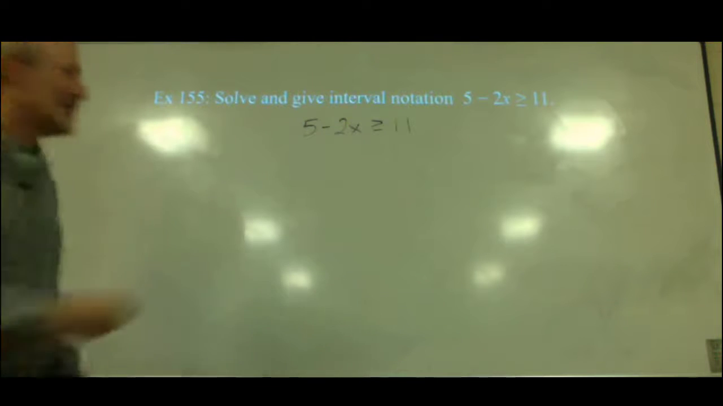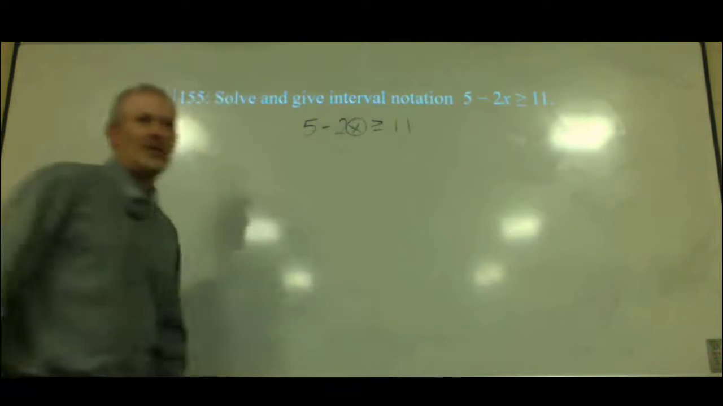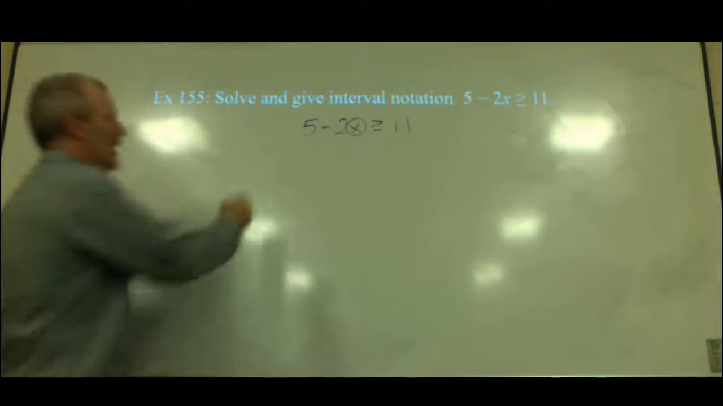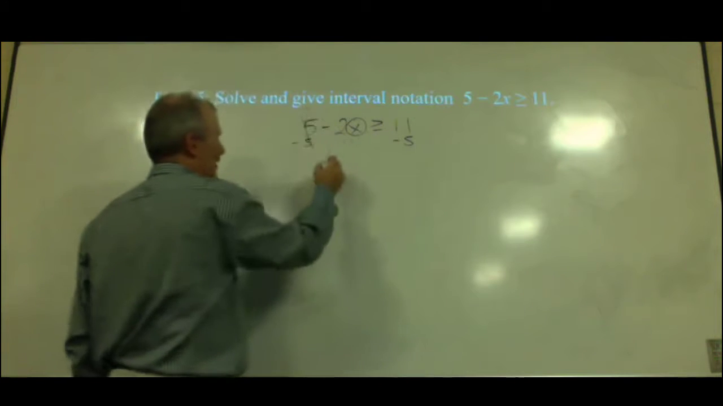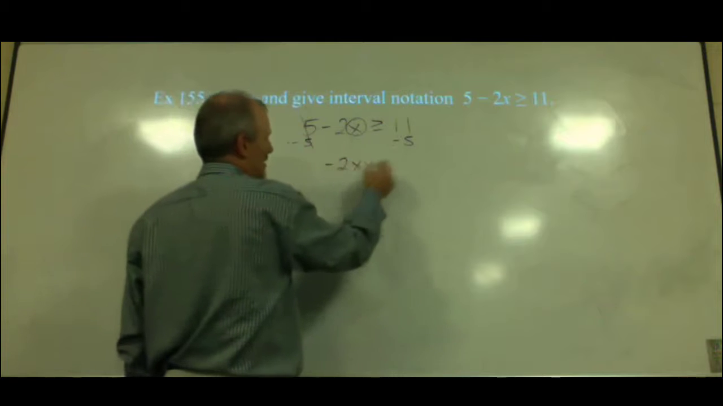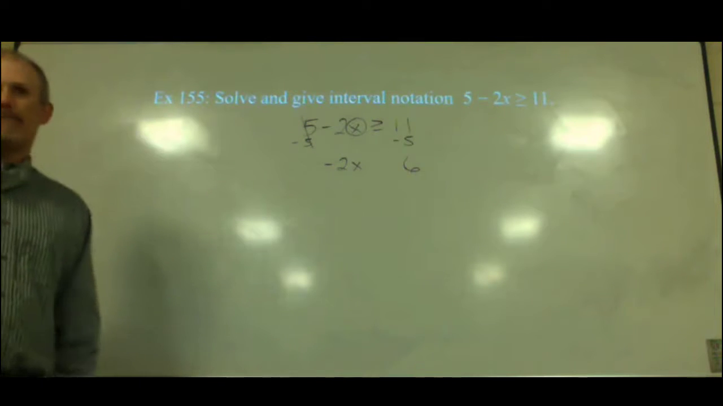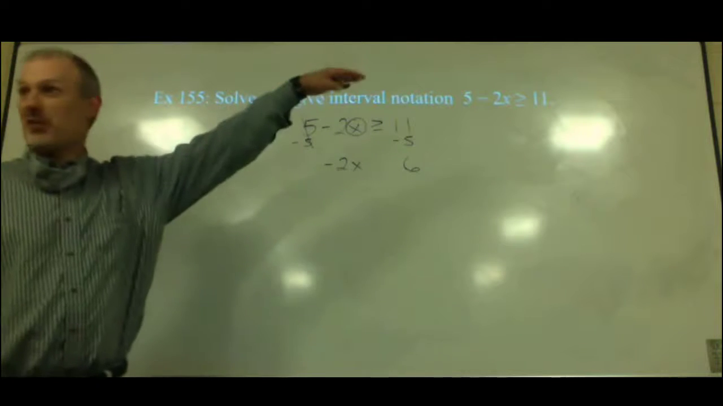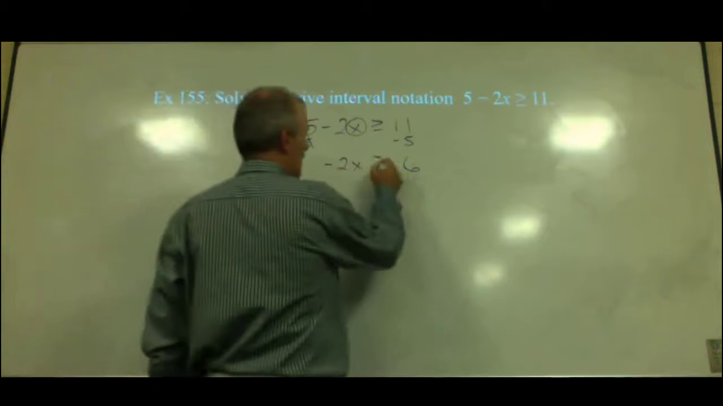And if we're trying to get this x by itself, what do we want to get rid of first? The 5. How do we get rid of the 5? Subtract 5 on this side and subtract 5 on this side. So this cancels out. This is negative 2x. This is a 6. Do we have to switch the sign when we subtract? That's like the teeter-totter taking away the weights, right? Doesn't change anything. So no, we do not have to switch the sign.